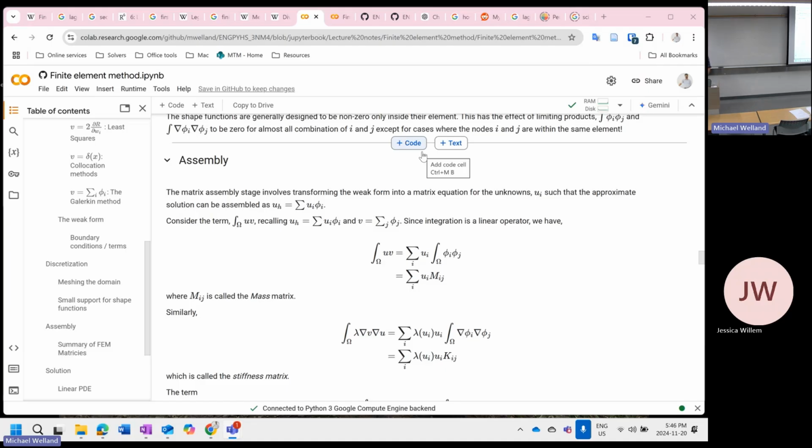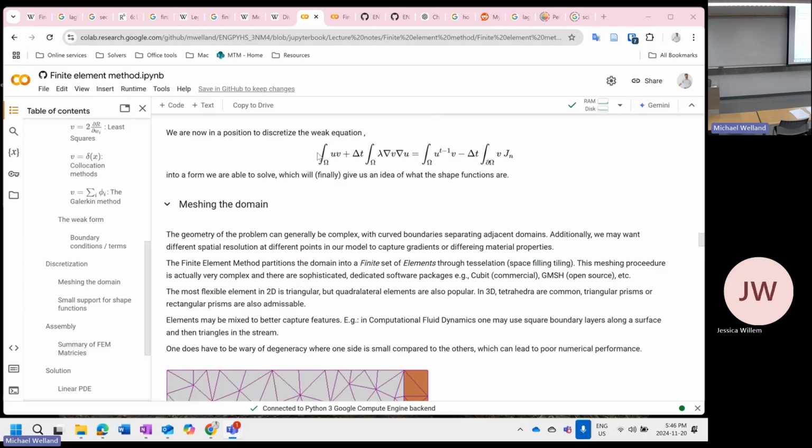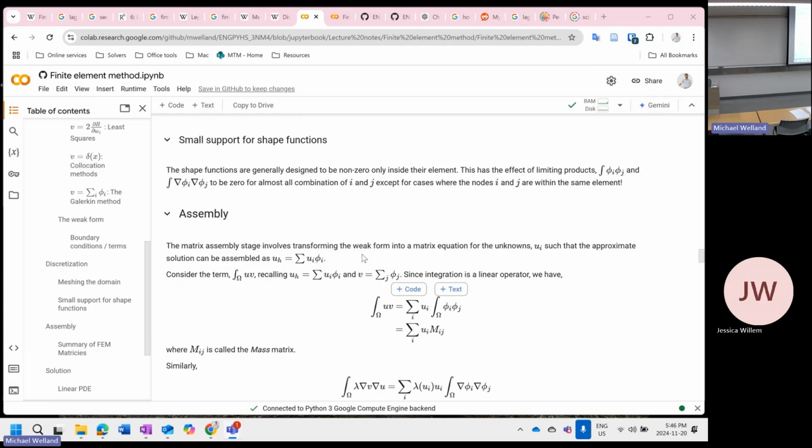What we have to do is take our weak equation and pull it apart. So this term, we know that our solution is the weighted sum of shape functions. Recalling that this is the weighted sum, and we've also said our test function is a sum of the same bases. We don't need to weight it this time. And since integration is a linear operator, when we plug all that into this term, we get something that looks like that.